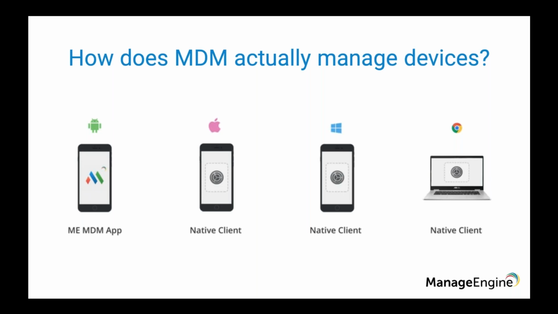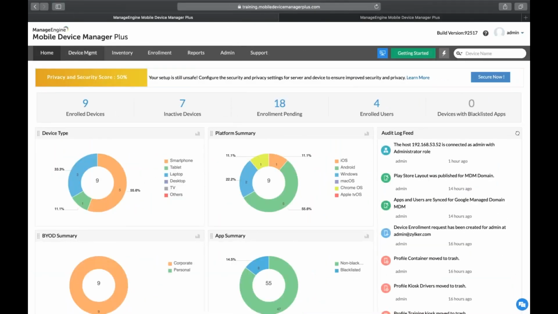So let's take a quick look at how the MDM is and what the console would be for new users. So this is the MDM console. You have tabs ranging from Home tab to Support. The Home tab is just a predefined collection of details as to what type of devices are enrolled, what actions have been performed in the last few hours, app summary, platform summary, etc.